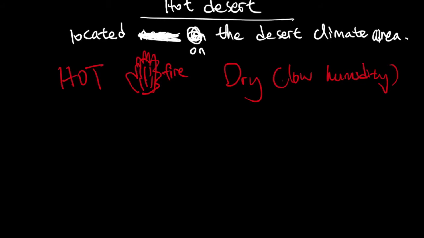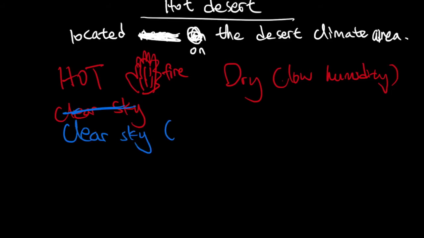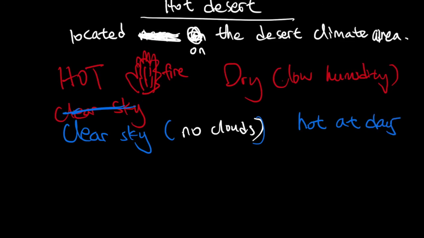And a clear sky, with no clouds. And hot at daytime, but cold at night. Oh, why is it cold at night? Isn't it supposed to be hot and dry all the time? Why is it cold at night?